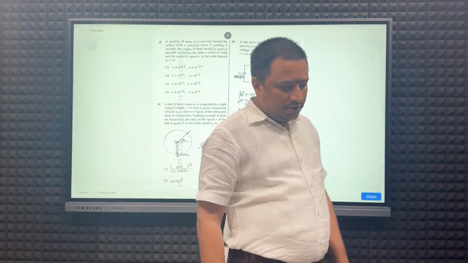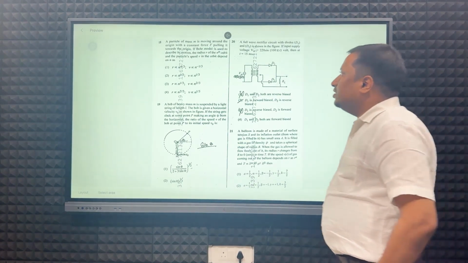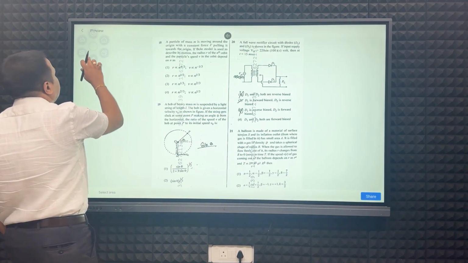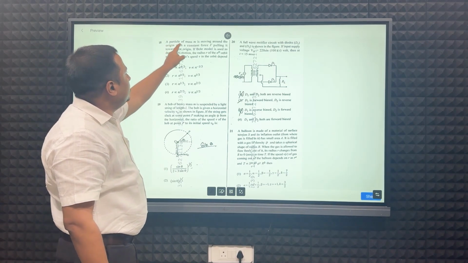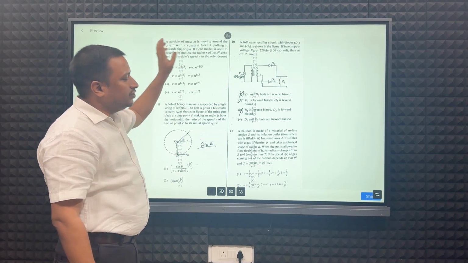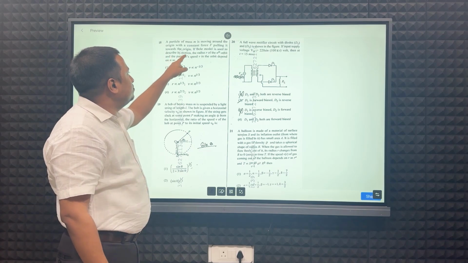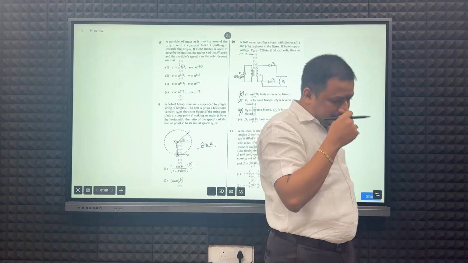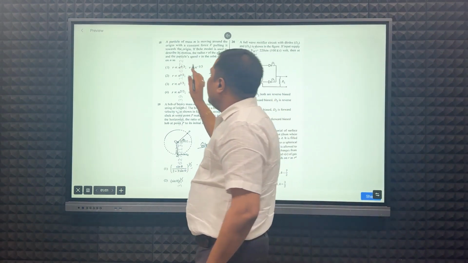Let us do question number 18. Now we have question number 18. Question number 18 is again of modern physics, Bohr's model. What is it about? Let us see. A particle of mass m is moving around origin with a constant force F pulling it towards the origin. If Bohr model is used to describe its motion, the radius r of nth orbit and particle speed v in the orbit depend on n as.